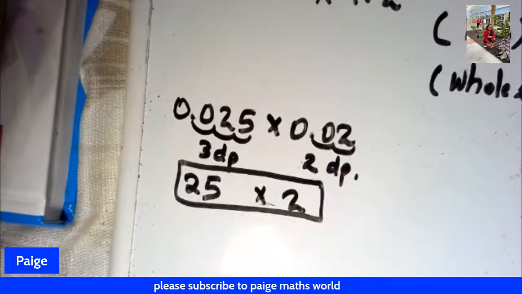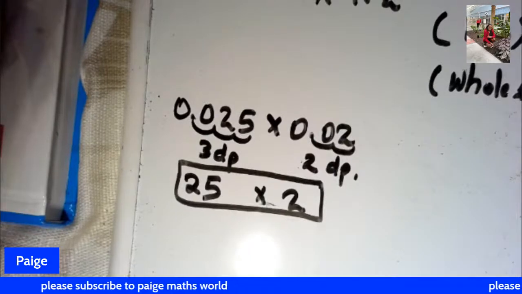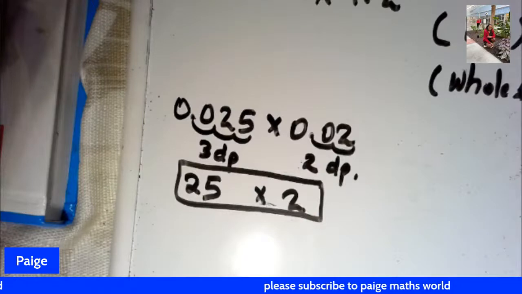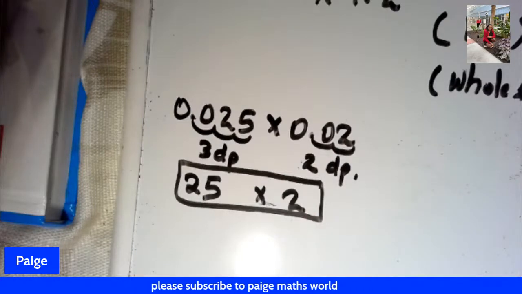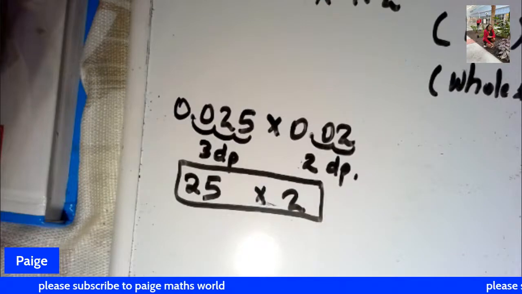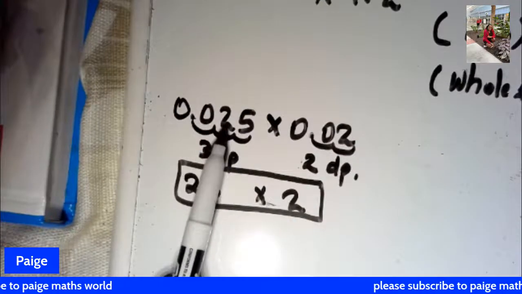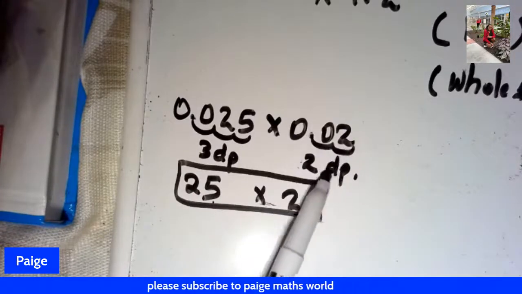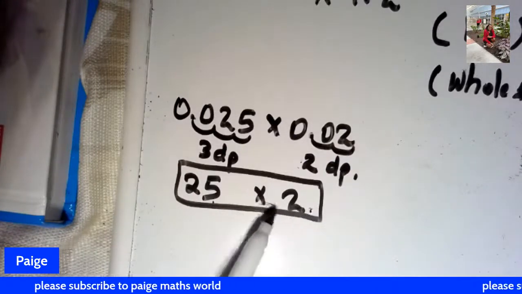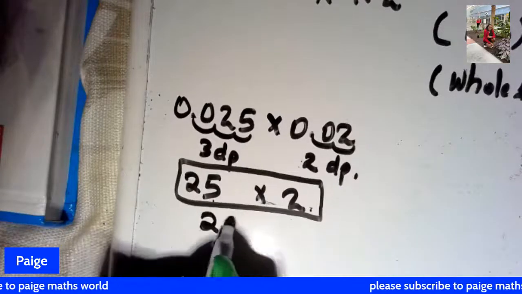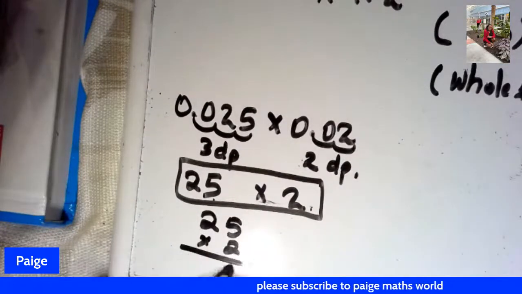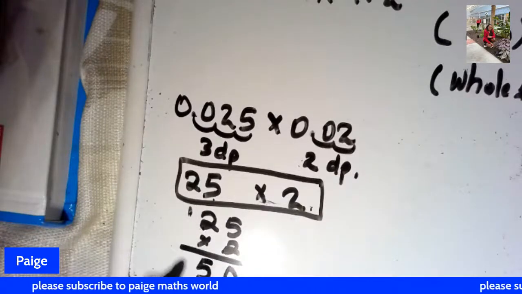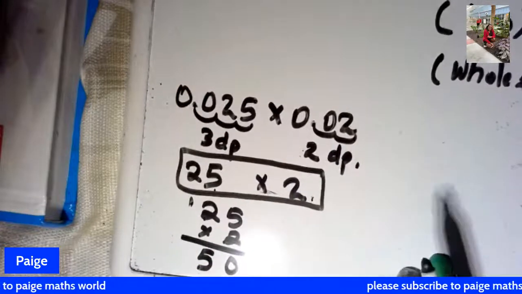You got that part of it? Do you guys get that part of it? So I took out my decimal points. I took out 3 decimal points here to make it a whole number, and I took out 2 decimal points here to make it a whole number of 2. Then I can go ahead and multiply. 25 times 2. 2 5s are 10, put a 0, carry your 1. 2 2s are 4, and 1 is 5. And so our answer here is 50.